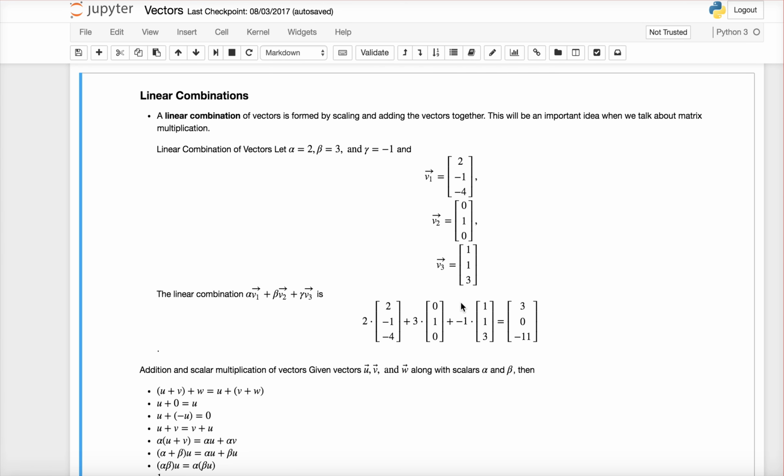So if I add up my elements, I got 3, -2, plus 3 would be 1, minus 1 is 0. And here we have -4 times 2 is -8, plus 3 times 0 is still -8, plus -1 times 3, we get -11.